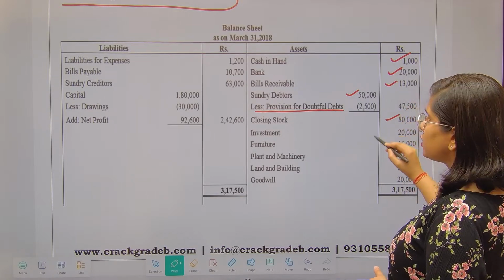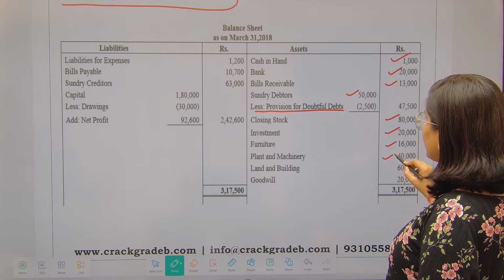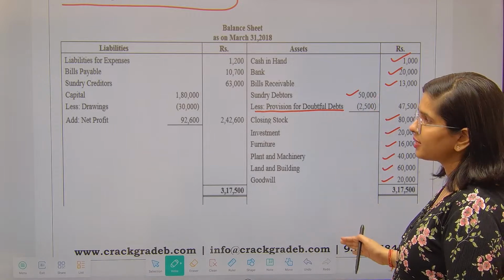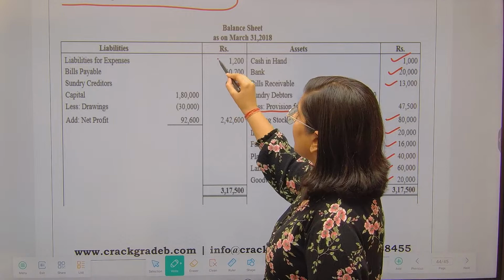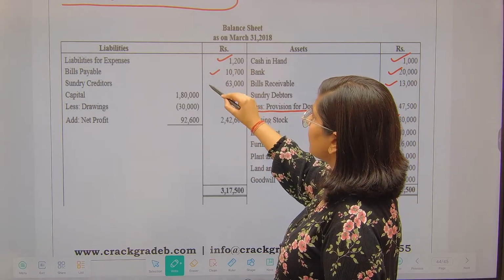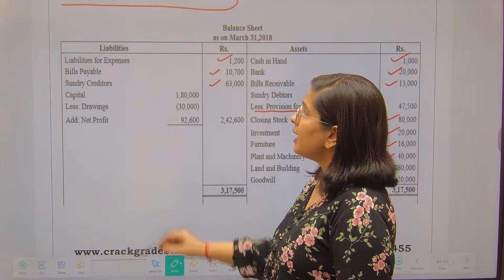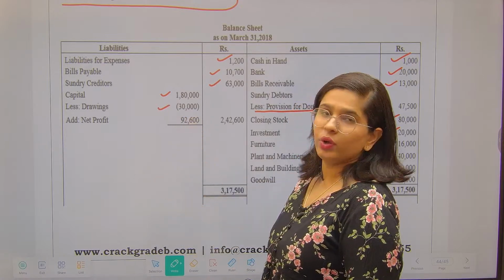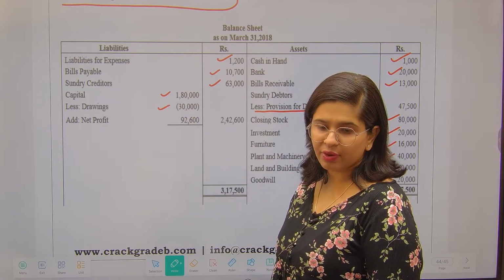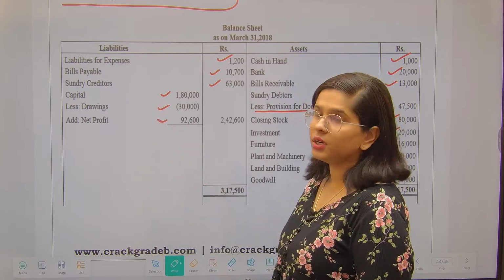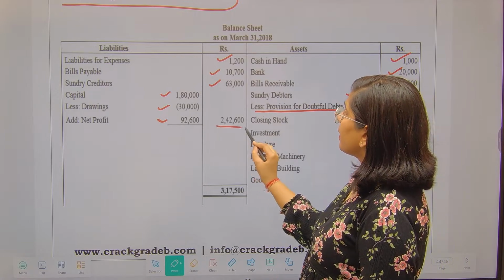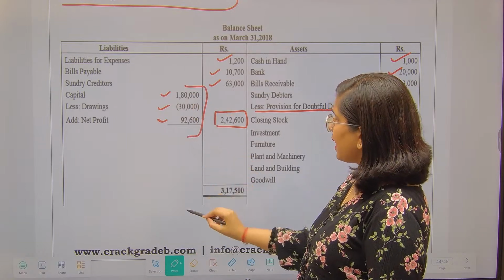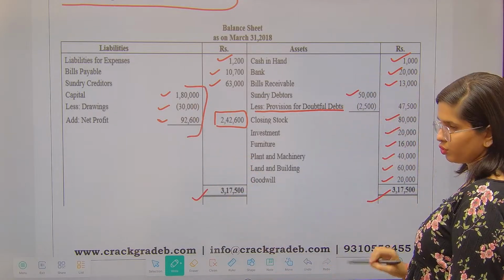Next is closing stock. This is your inventory, investments, furniture, plant and machinery, land and building, goodwill. All of these are your assets and you have recorded in the assets column. In the liabilities column, any liability related to expenses, bills payable, sundry creditors has been recorded. Okay? In capital, you see, you brought in 1,80,000 as capital, withdrew 30,000 for your personal expenses, so that will be deducted, and any profit that you earn during the year will be added. Your capital figure is 2,42,600 after these adjustments, and this is your final balance sheet total.